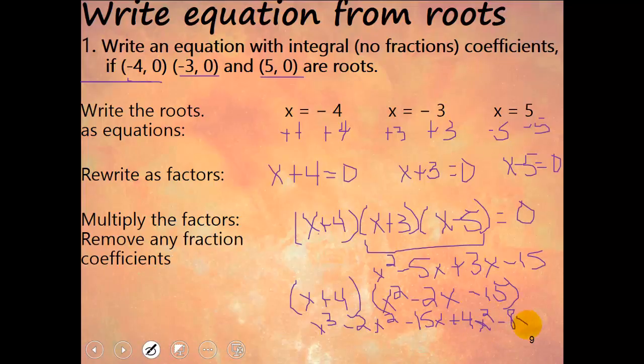Minus 8x plus 60. And then I'm going to combine like terms, and I get x cubed, minus 2x squared and plus 4x squared gives me plus 2x squared. Negative 15x and negative 8x gives me minus 23x plus 60.